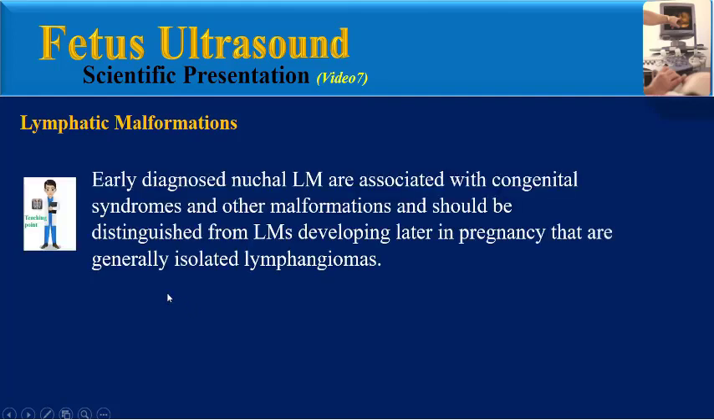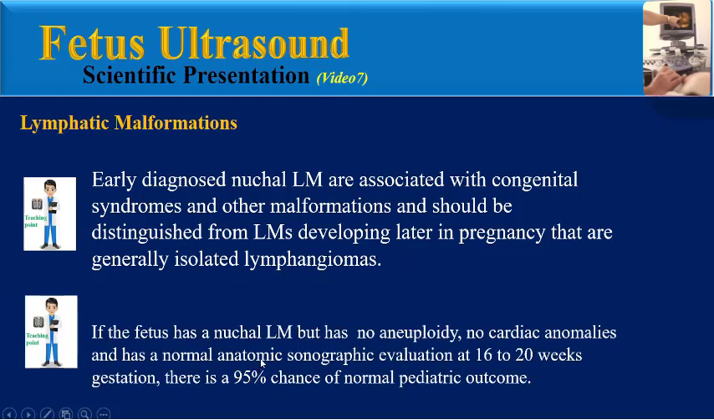Early diagnosed nuchal lymphatic malformations are associated with congenital syndromes and other malformations and should be distinguished from lymphatic malformations developing later in pregnancy that are generally isolated lymphangioma. If the fetus has a nuchal lymphatic malformation but has no aneuploidy, no cardiac anomalies, and has a normal anatomic sonographic evaluation at 16 to 20 weeks gestation, there is a 95% chance of normal pediatric outcome.